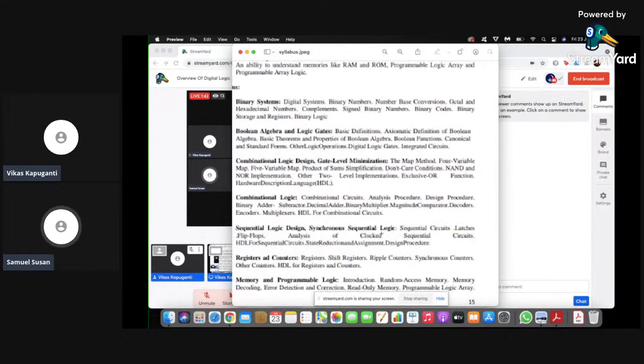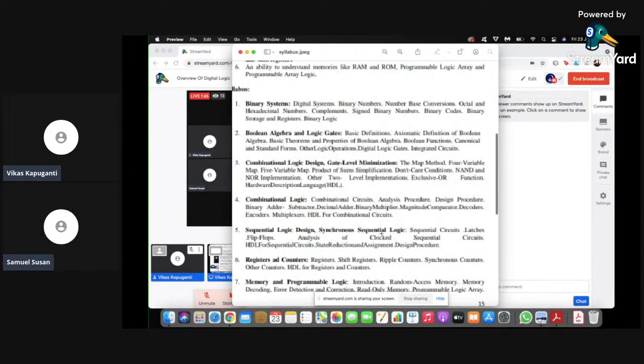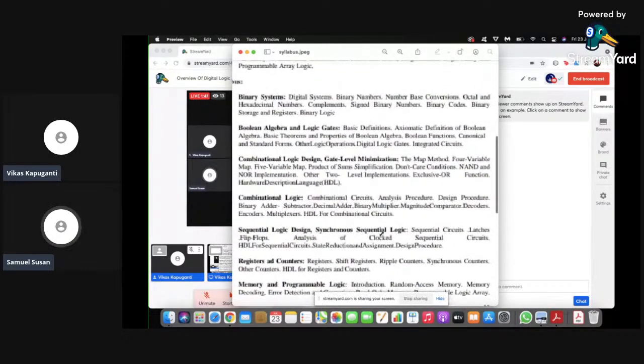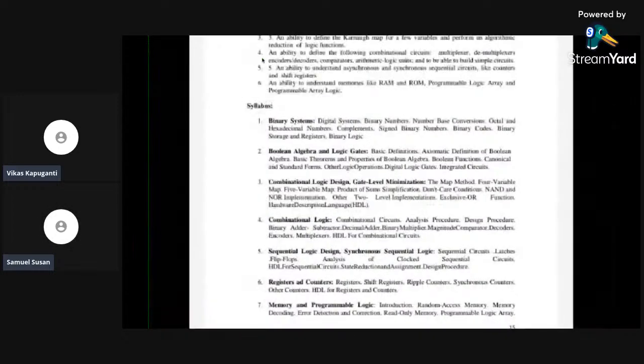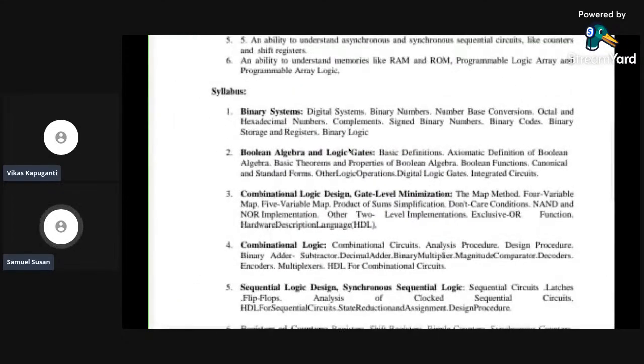Those who want to start this subject need to start from the first chapter itself, because even though you have 1 week or 1 hour or 1 minute, for this subject we need to follow from the first topic itself. We start with the basic binary numbers, number-base conversions, and octal and hexadecimal numbers. What is the relation between octal and hexadecimal numbers?